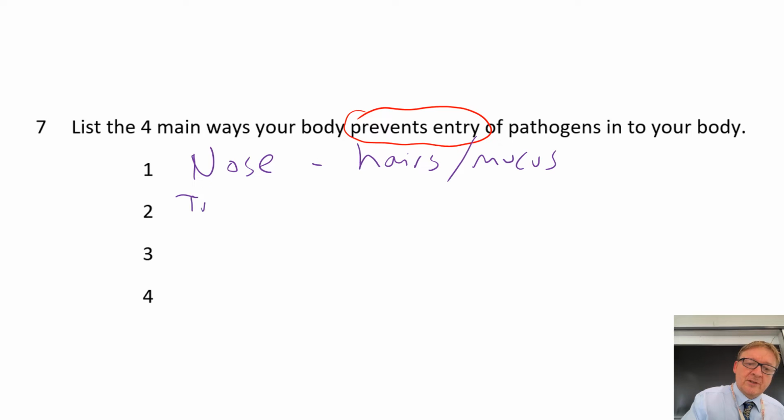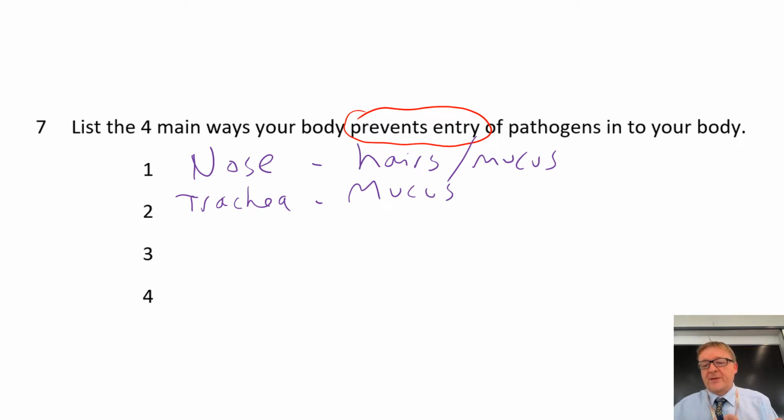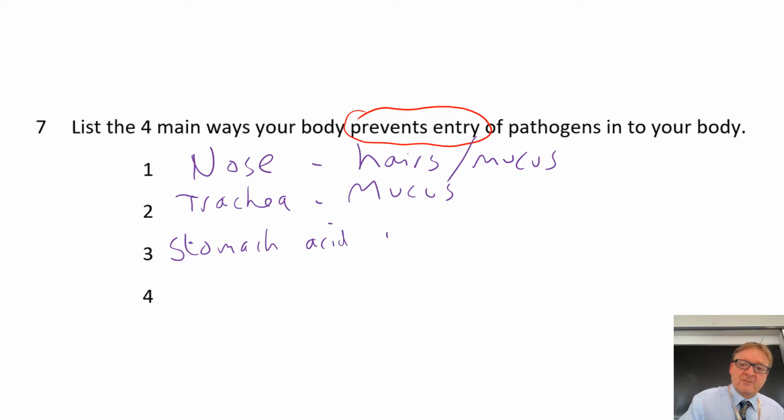Number 2 is your trachea, your windpipe. When you breathe in, that also has mucus. So your pathogens go down your throat, they catch in the mucus, and then you end up coughing it out. Number 3, stomach acid. Could be pH 1, pH 2, a very, very strong acid. If it goes into your stomach, the main job of the stomach acid is to sterilize the food, which is to kill the bacteria.